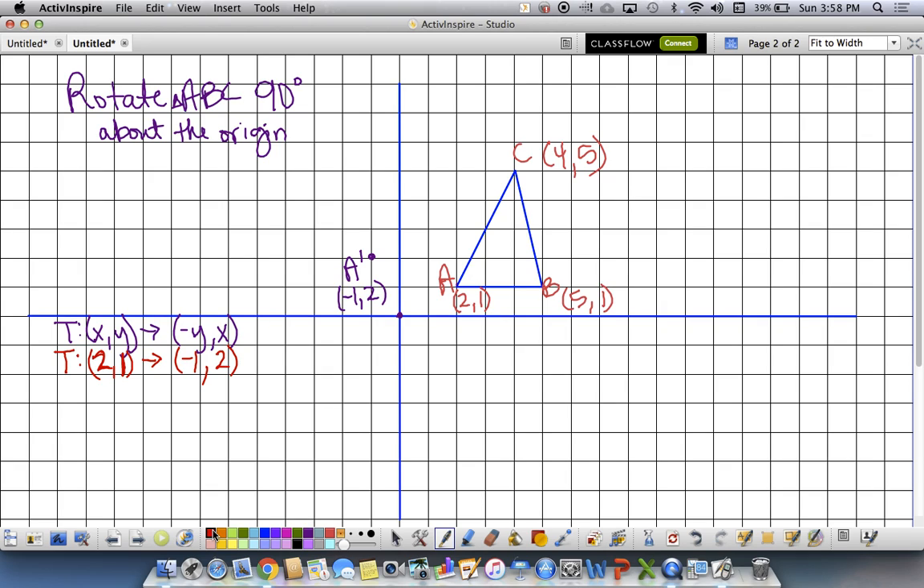Okay? The next one, if I want to go with B. B, I'm rotating it 90 degrees. I need that to become (-1, 5). So negative 1, 2, 3, 4, 5. That's going to be B prime. It's going to be (-1, 5).